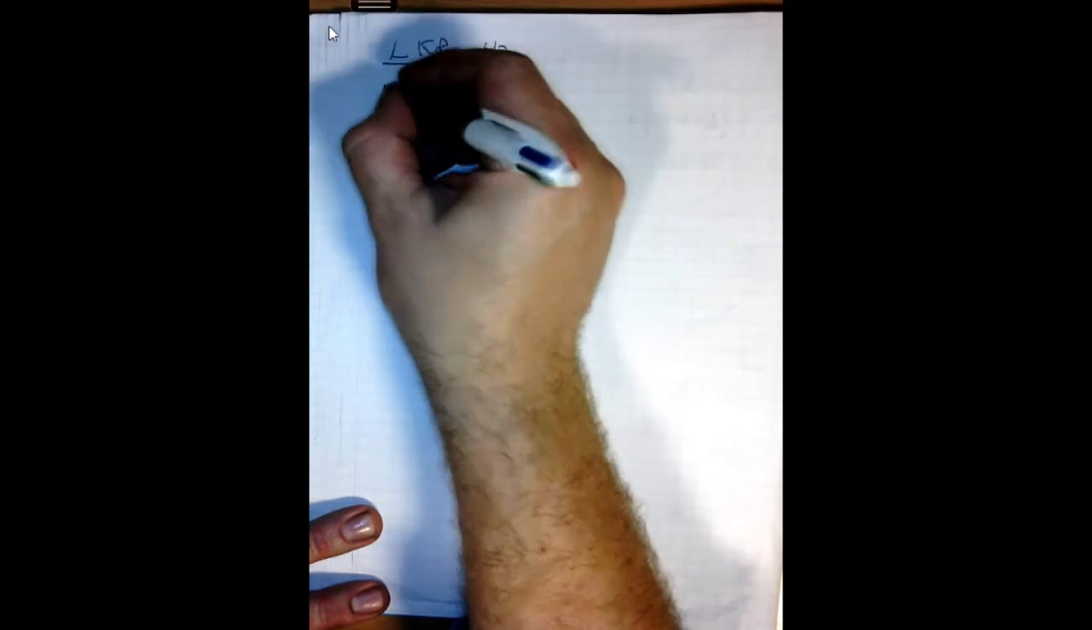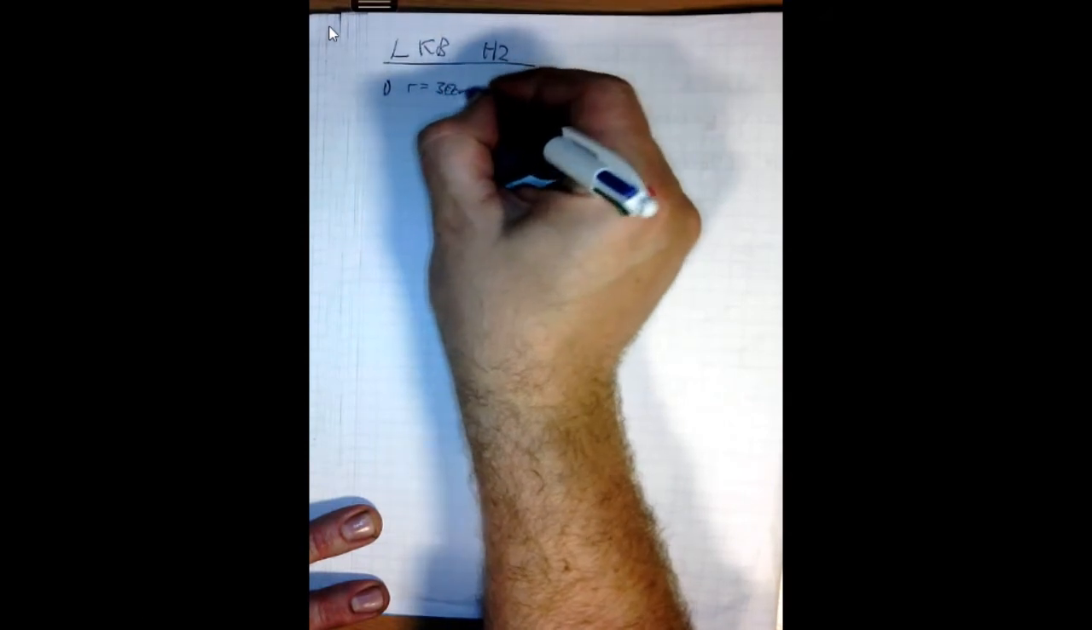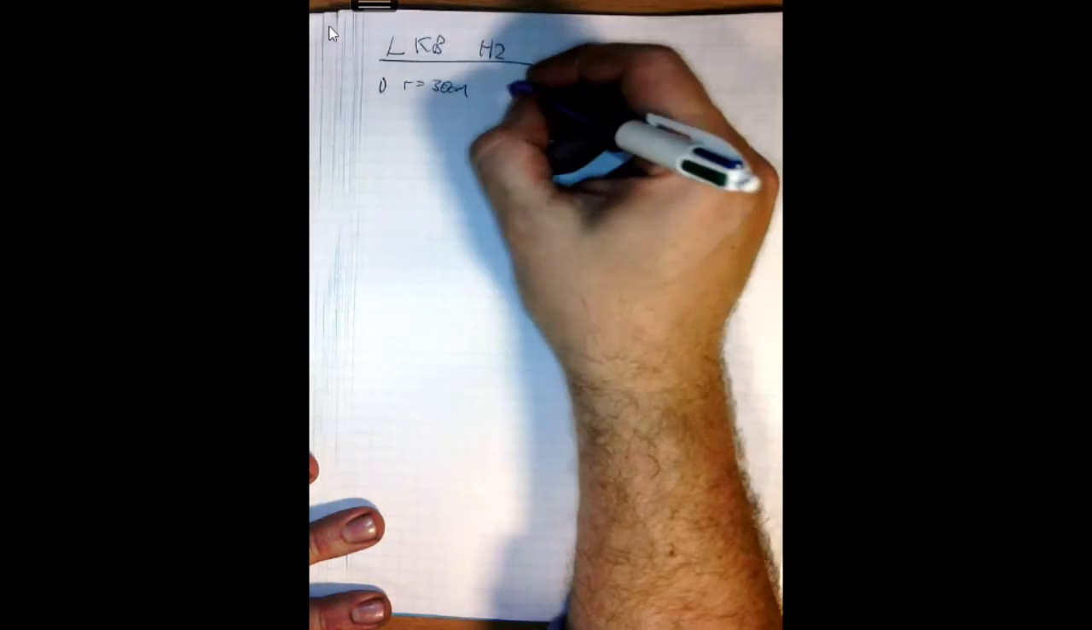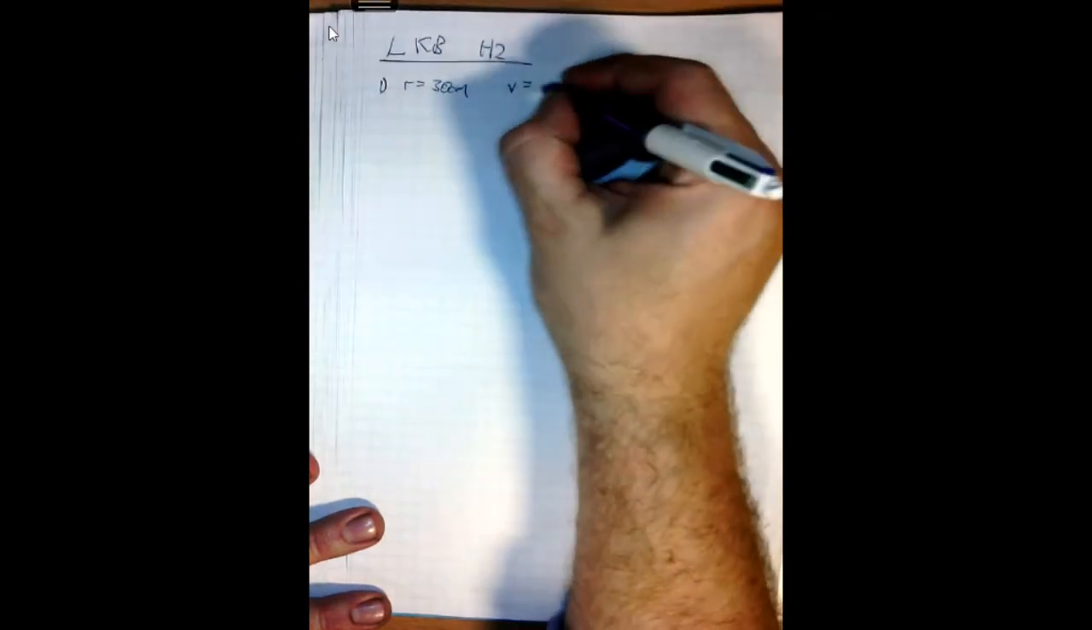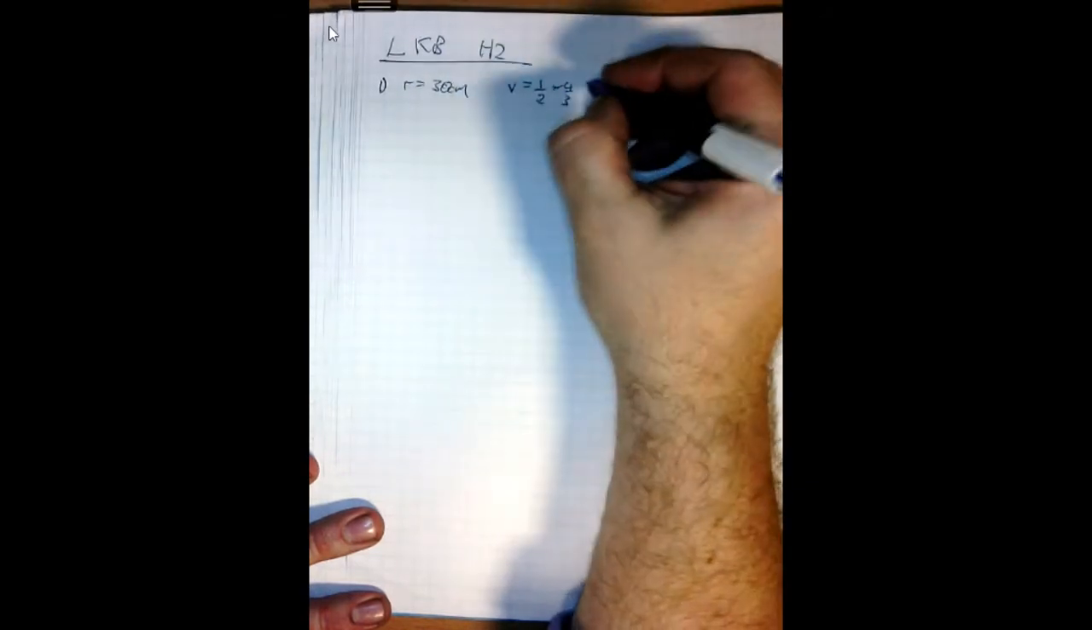Let's see if I can get through this without any mistakes. I'll read the question properly this time, I think. The mistake I made last time, I used the diameter as the radius. So this time my radius is 30 centimeters. A hemisphere is half a sphere, so the volume is half of the volume from the formula for a sphere.